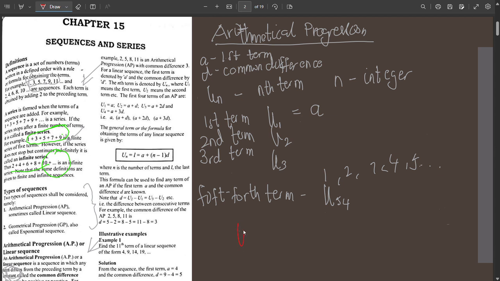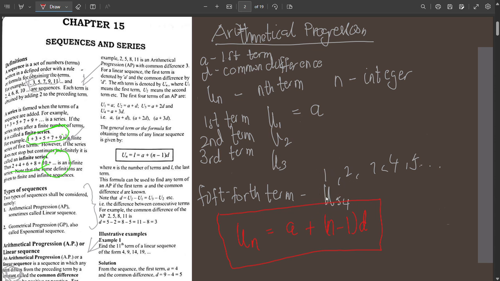is Un is equal to a plus n minus 1 d, right? Let me put this in the box. So take notice of the ones that I write in the red ink. This means that to find the nth term, the formula is given by the first term plus n, from here, minus 1 times the common difference. It is a very simple formula.